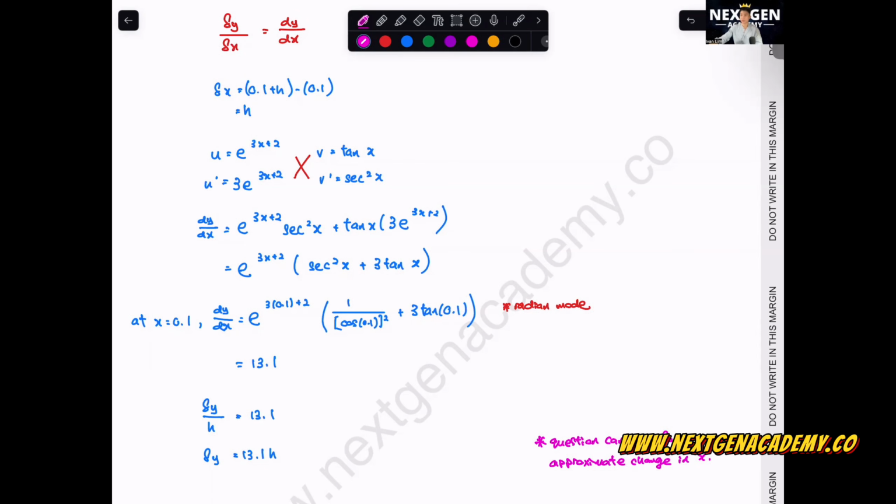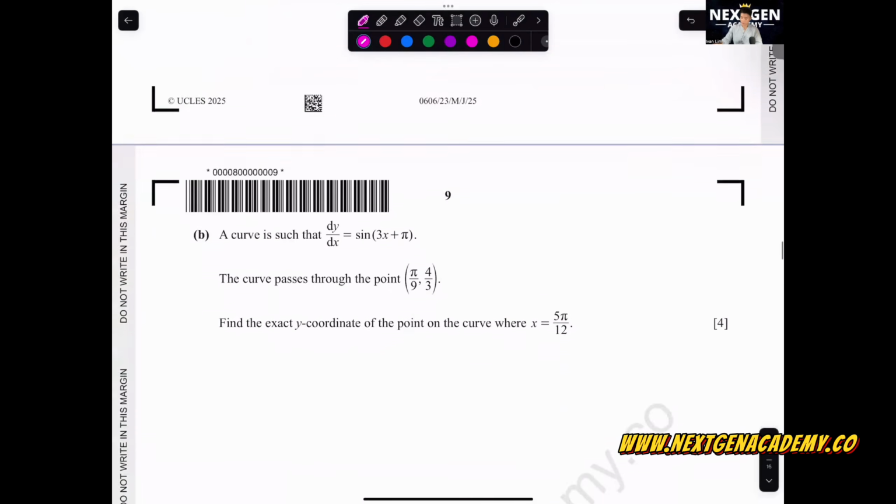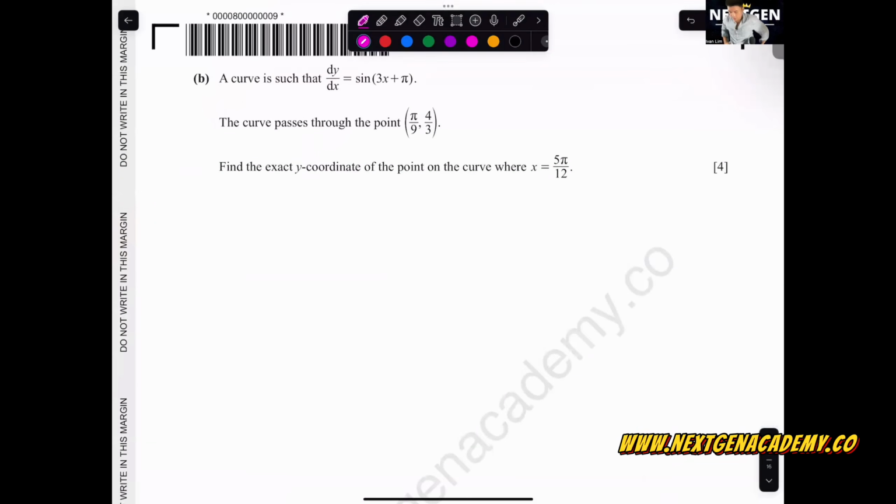All right, okay, that's a 5-mark question. Let's move on to the next one. Question B. A curve is such that dy over dx equals sin(3x + pi). The curve passes through the point (pi over 9, 4 over 3). Find the exact y coordinate of the point on the curve where x equals 5 pi over 12. Okay, we want to find the equation first, which is y. To find y, we need to integrate dy over dx. So y is the integral of sin(3x + pi) dx.